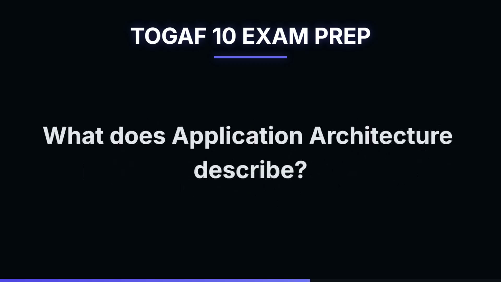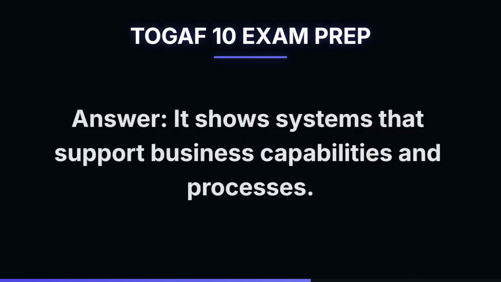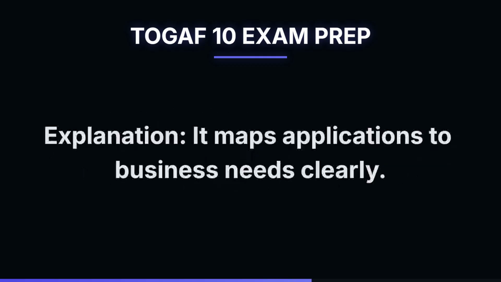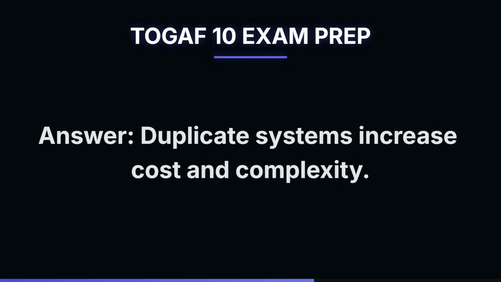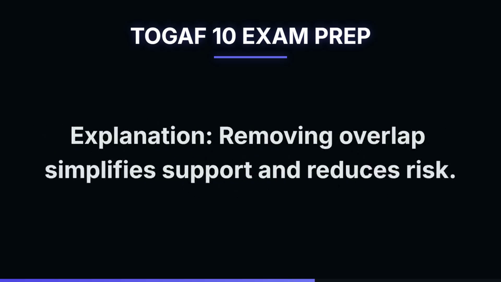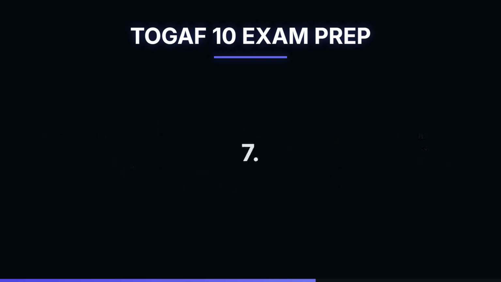5. What does application architecture describe? It shows systems that support business capabilities and processes. It maps applications to business needs clearly. 6. Why should duplicate applications be identified? Duplicate systems increase cost and complexity. Removing overlap simplifies support and reduces risk.